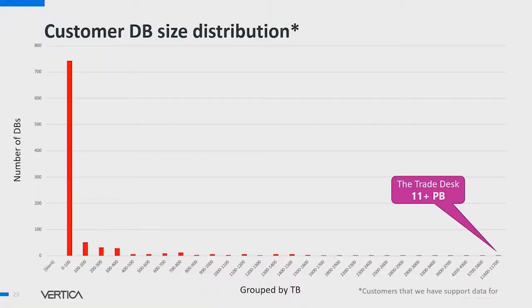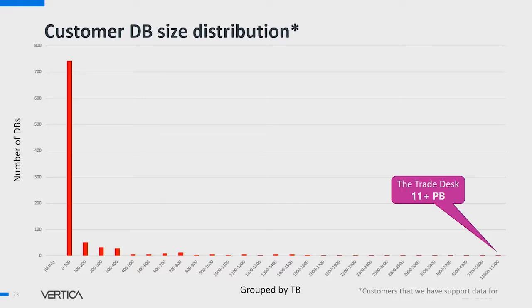Here's a distribution of production databases run by our customers. Not all of them, just the ones that we have support data for. Along the bottom axis, I have grouped our customer databases into size brackets. Up the y-axis is the number of databases in each bracket. The numbers might be a bit small, so I'll call out a few notable ones.